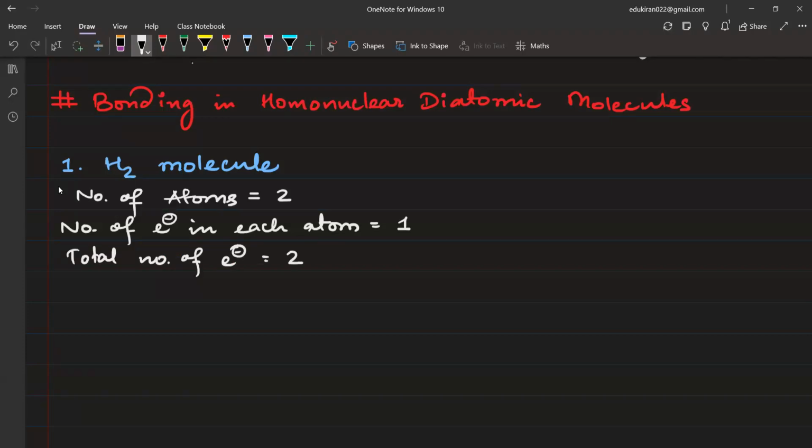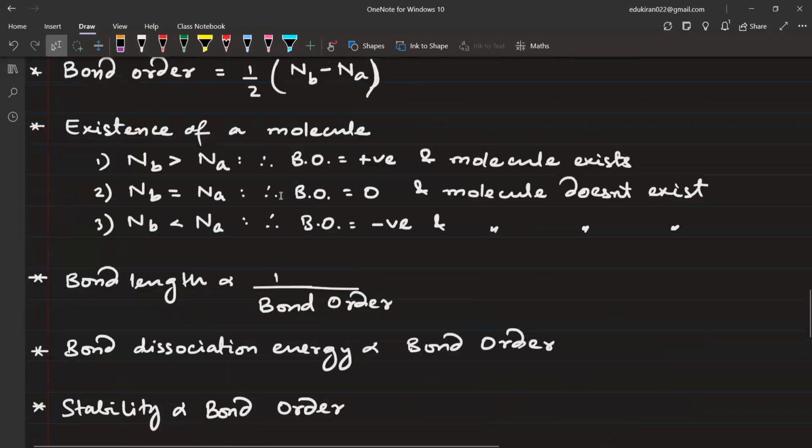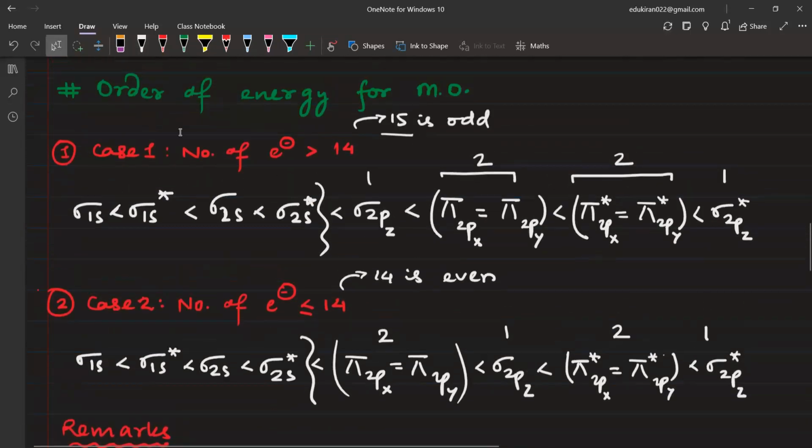So case 1 or case 2? Fine, don't worry. We had said case 1 and case 2: number of electrons greater than 14, or less than 14. Once again, case 1: number of electrons is greater than 14. Oh, sorry, case 2.